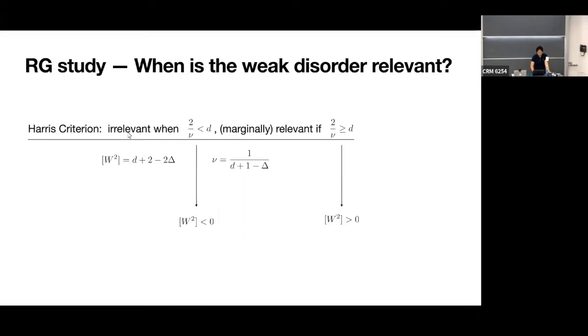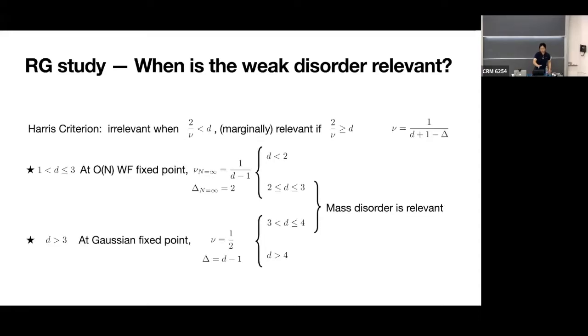So this is how we tell when this weak disorder is relevant or not. And then we can apply this criterion to our O(N) Wilson-Fisher and Gaussian fixed points separately. Below three dimensions, we can see the O(N) Wilson-Fisher has the lowest singlet operator with scaling dimension equal to two in the infinite N limit.